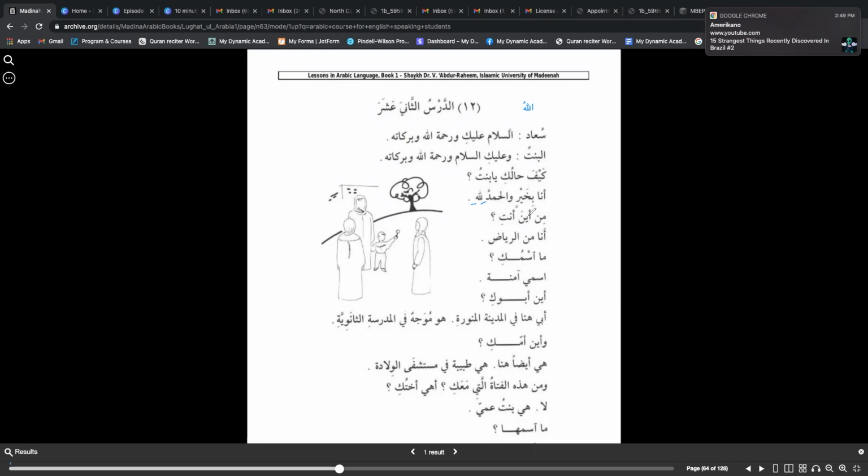Okay. Min aina anti. Where are you from? Okay. Ana min Riyadh. She said, I'm from Riyadh, which, as we know, is the Asima and Mamlaka al-Arabiya Saudiya. It's the capital of the Kingdom of Saudi Arabia. Masmuki. You see Hamza Tawasl. Masmuki. What is your name? Ismi Aminatu. So Aminatu is one of those names that only has one dhamma at the end. It doesn't have tanween. Ismi Aminatu.